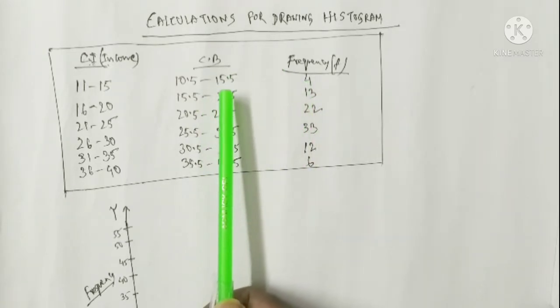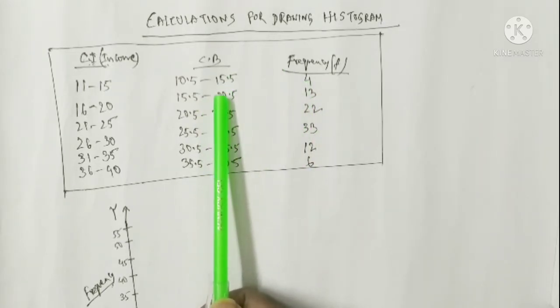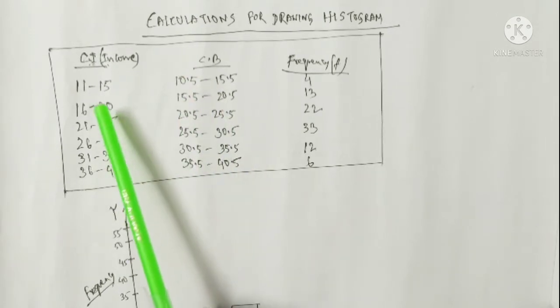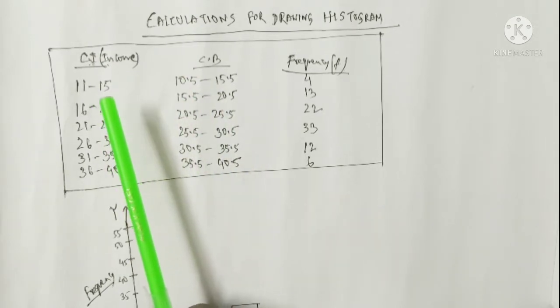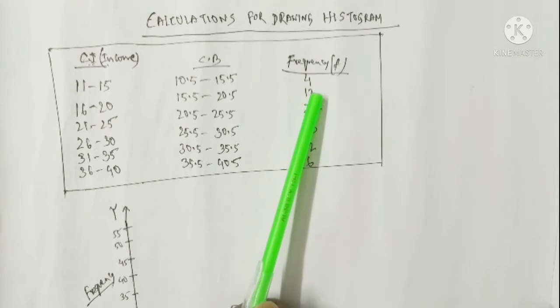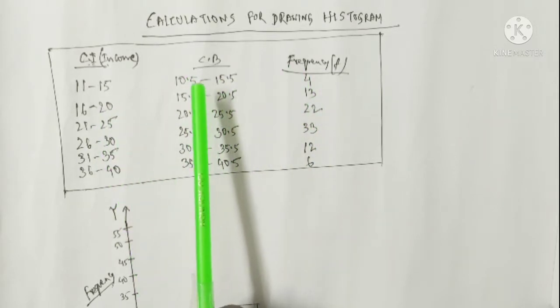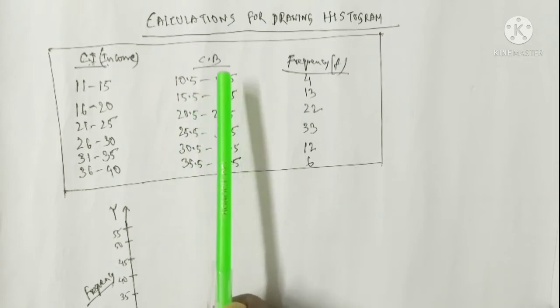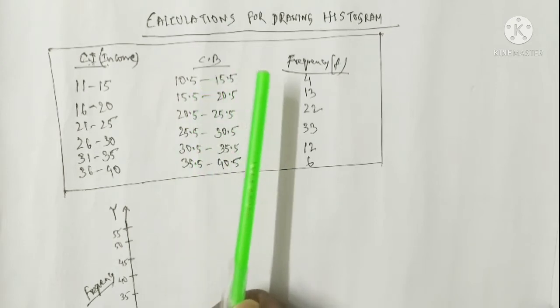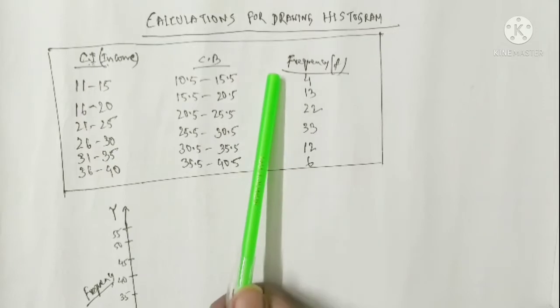But in the initial problem, class boundaries will not be available. In that case we get only class interval and frequency. Now from these class intervals we form class boundaries, and with respect to class boundaries and frequencies we get the histogram.